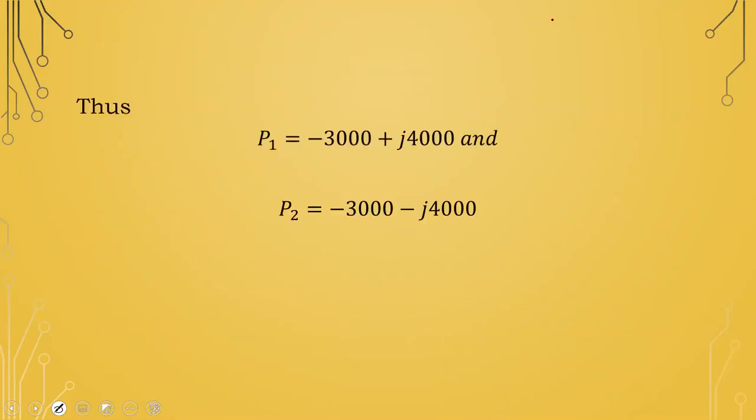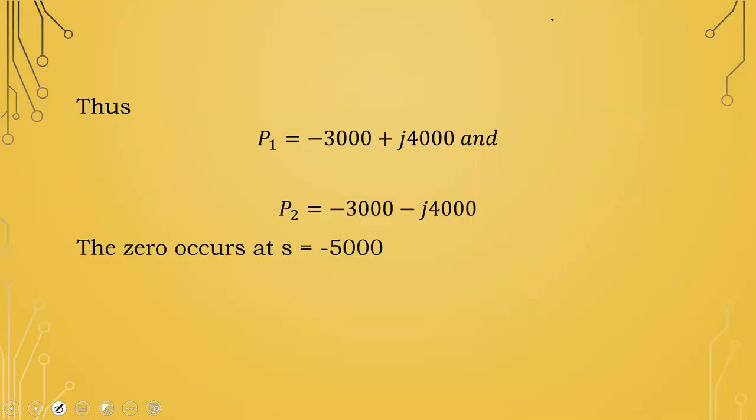So the poles will be minus 3,000 plus j4,000, minus 3,000 minus j4,000, right? So they are complex, yes? And the zero would occur, as I said earlier, at minus 5,000. All right, any questions?